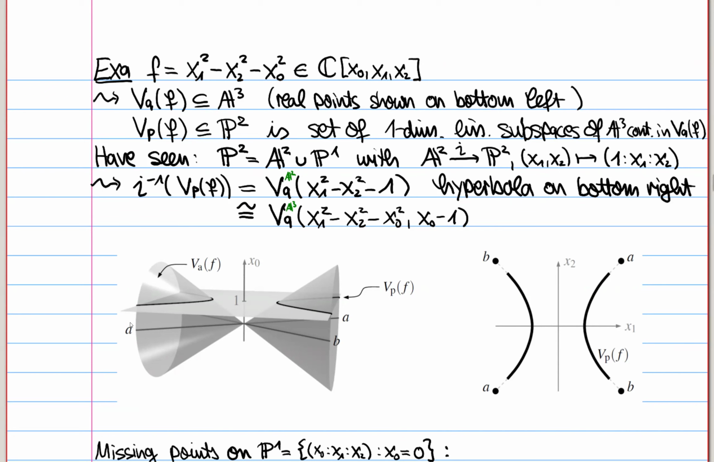And in this picture, somehow from left to right is basically the x1 axis. So if you fix a value, then you get here one of the circles on this cone. And then this is the real picture of the affine vanishing locus.